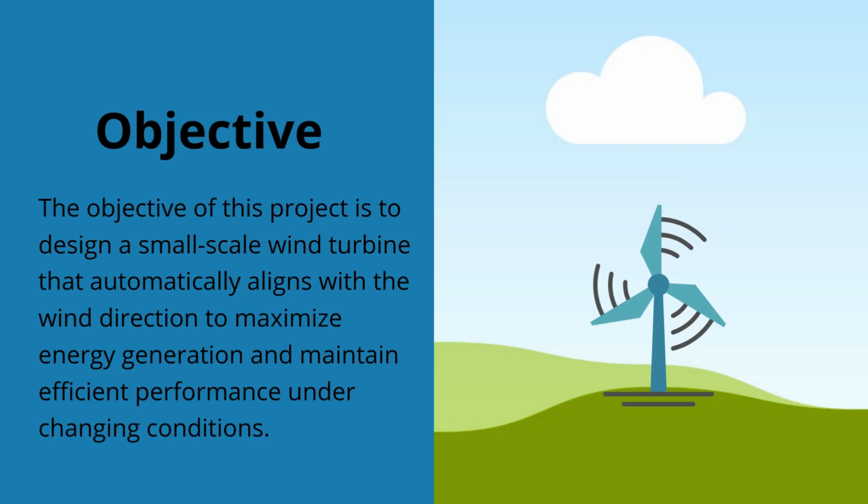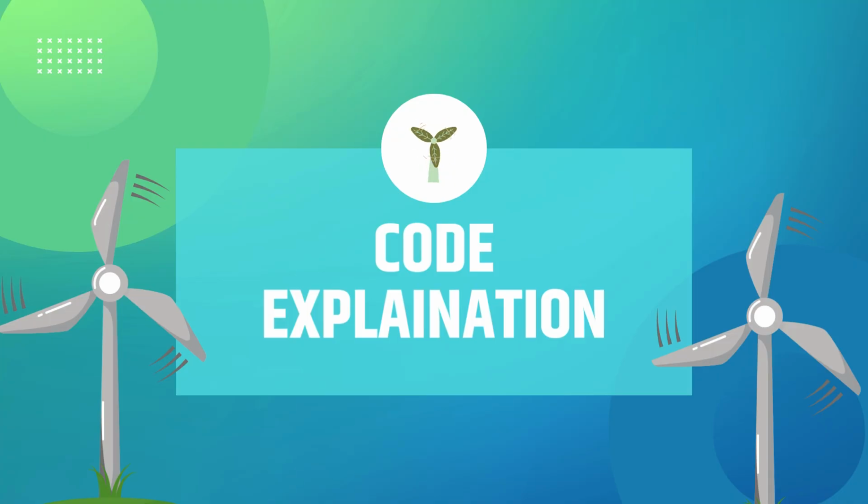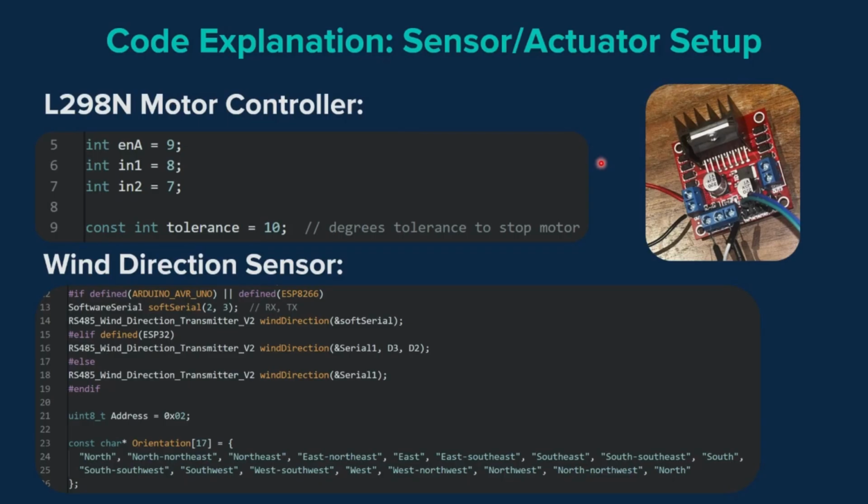The objective of our project is to design a wind turbine that aligns with the direction of the wind to maximize energy generation. First, since we're using a motor controller, we have to establish the pins that are going to communicate to our processor. After that, we have to establish a value, a tolerance within our code.